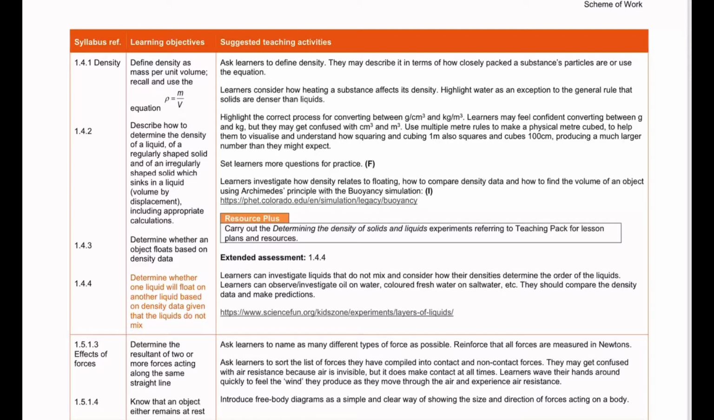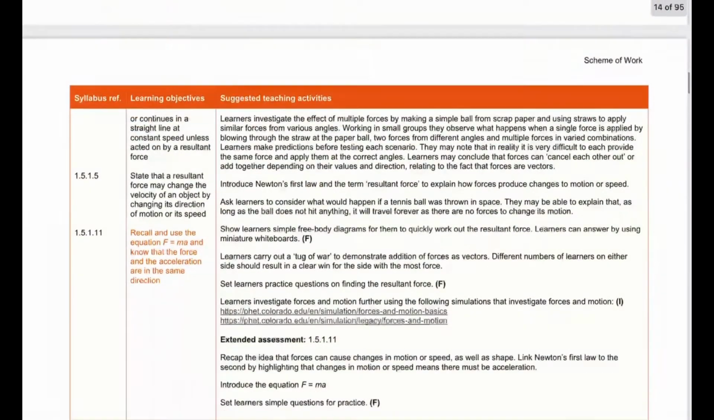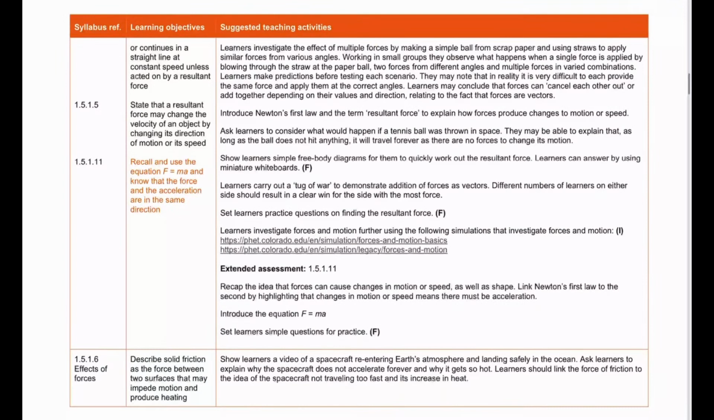Key concept 1.5.1.3, effects of forces. Learning objectives. Determine the resultant of two or more forces acting along the same straight line. Know that an object either remains at rest or continues in a straight line at constant speed unless acted on by a resultant force.